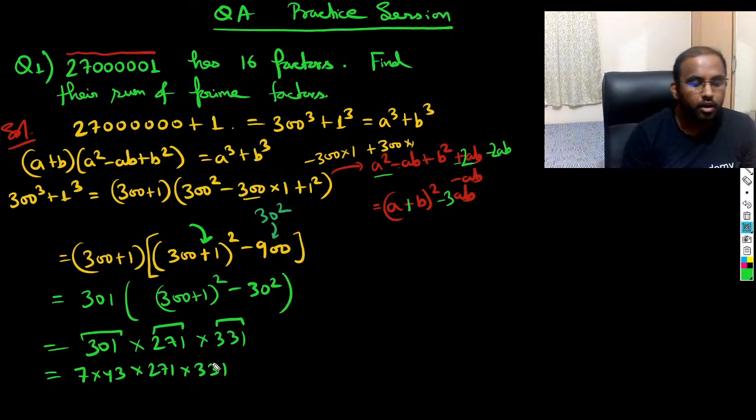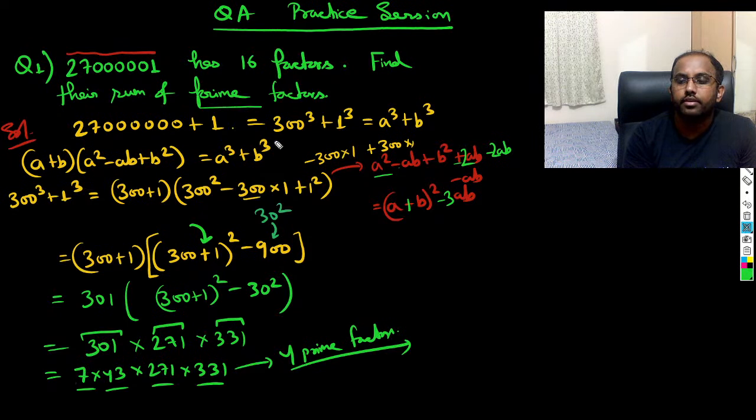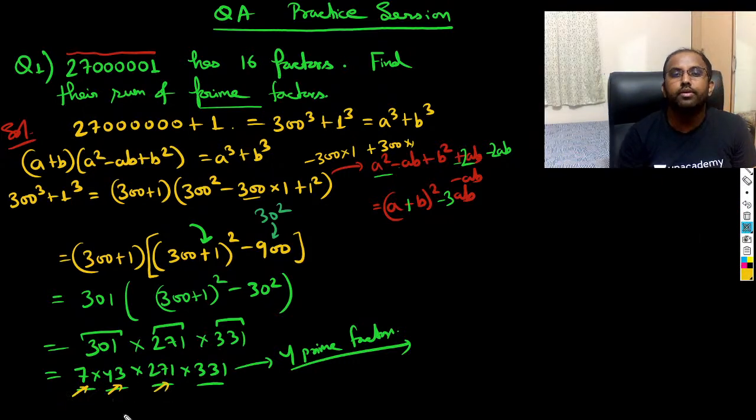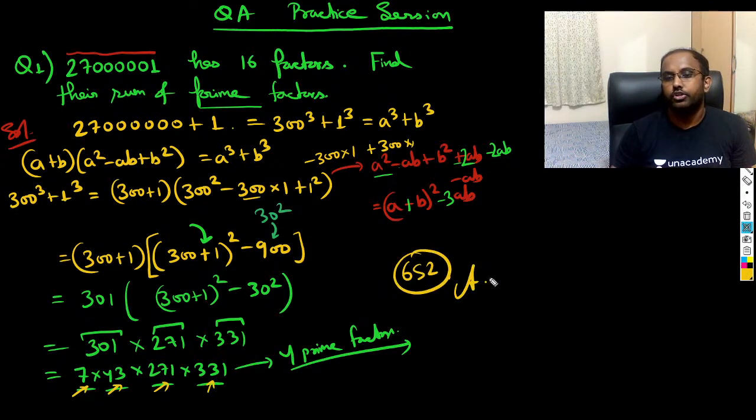No, fine, yeah. Okay, so now this has got 4 prime factors here. Okay, so 4 prime factors means in total we have got 16 factors, right? We need to find the sum of all the prime factors here. How many prime factors? 4. What is the sum, guys? Just add it. 7 plus 43 is 50, plus 271 is 321, plus 331 is 652. So 652 is the answer for this question, right?